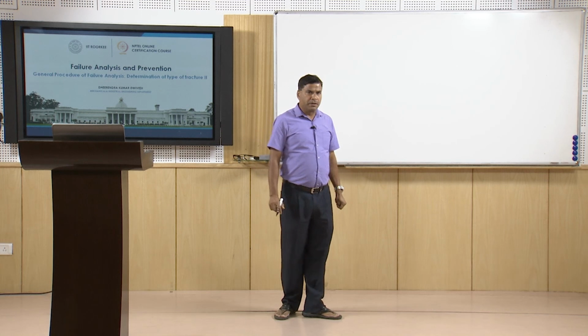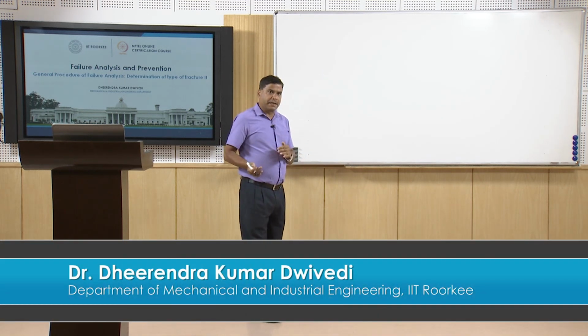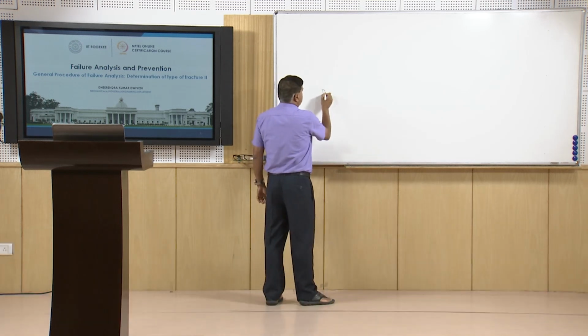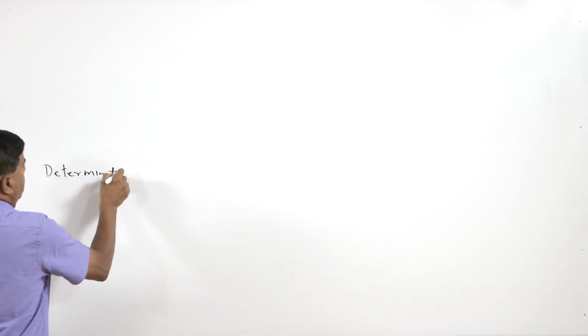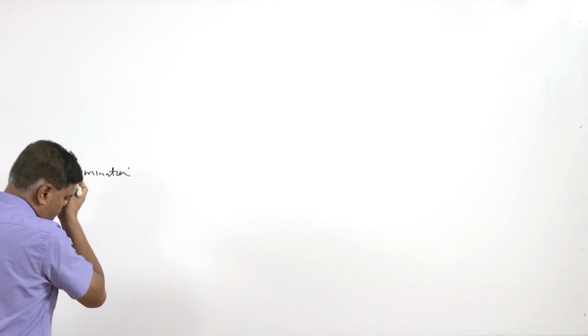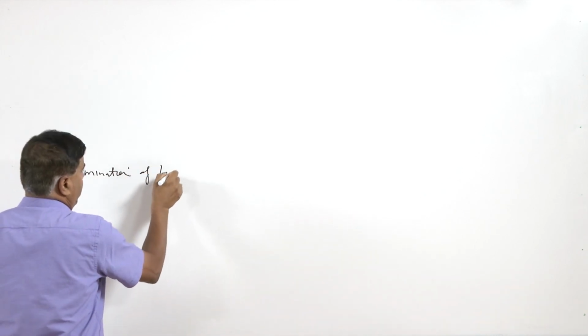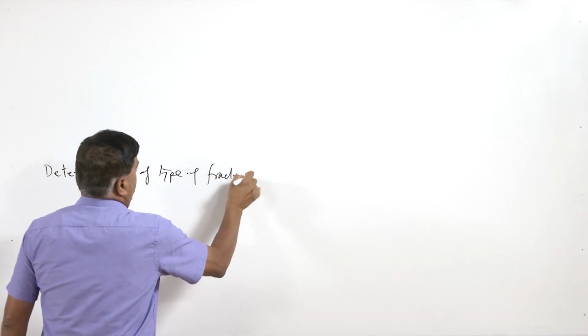And now we are talking about the determination of the type of fracture. This is the second presentation in continuation. In the last presentation we talked about the dimple fracture and the related aspects. So, the determination of type of fracture.